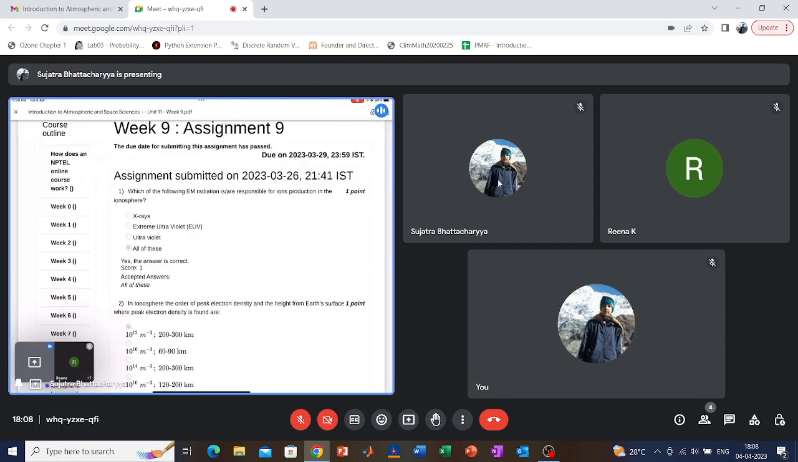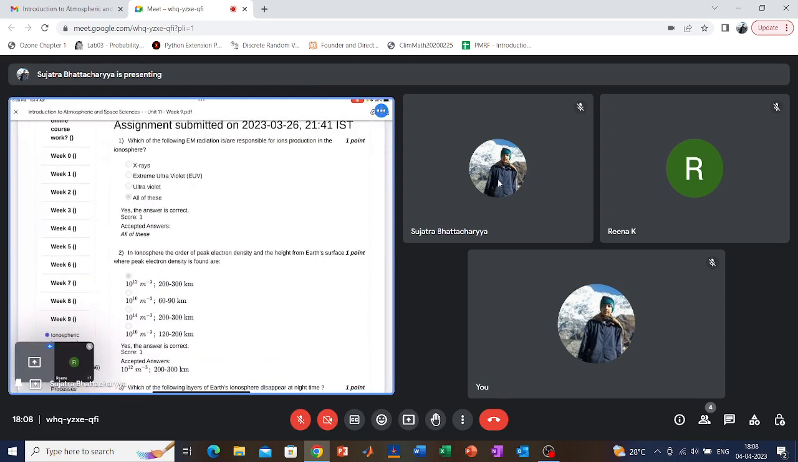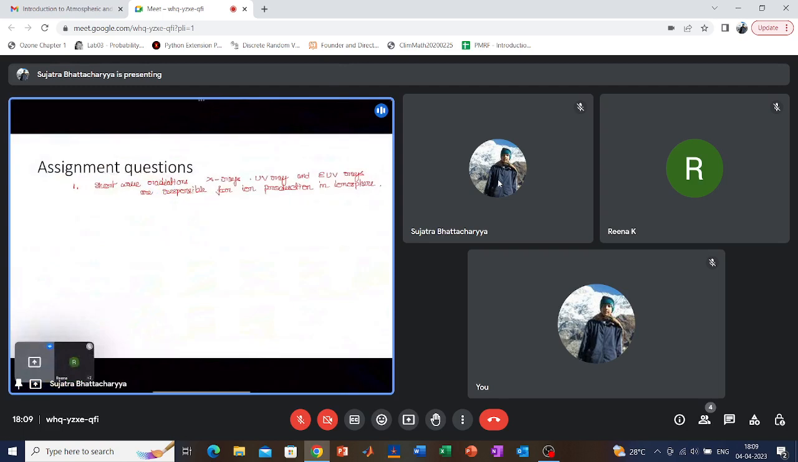The next question is, in the ionosphere, the order of peak electron density and the height from the Earth's surface where peak electron density is found. So we know that the maximum electron density is found near the F1 to F2 transition layer. It's about 250 kilometers and its peak ionic concentration is 10 to the power 12 per meter cube. Therefore, that is the correct option. I have already discussed this in the previous session and it is also there in the NPTEL lecture.